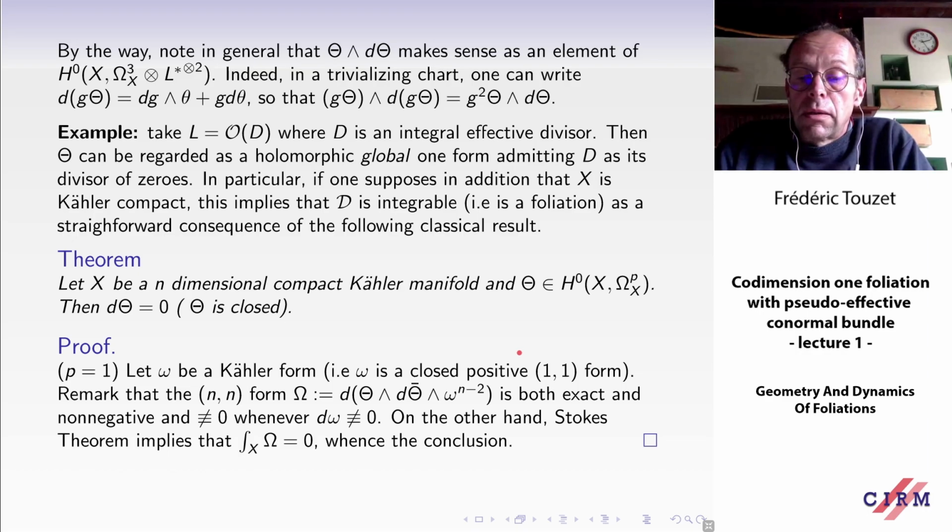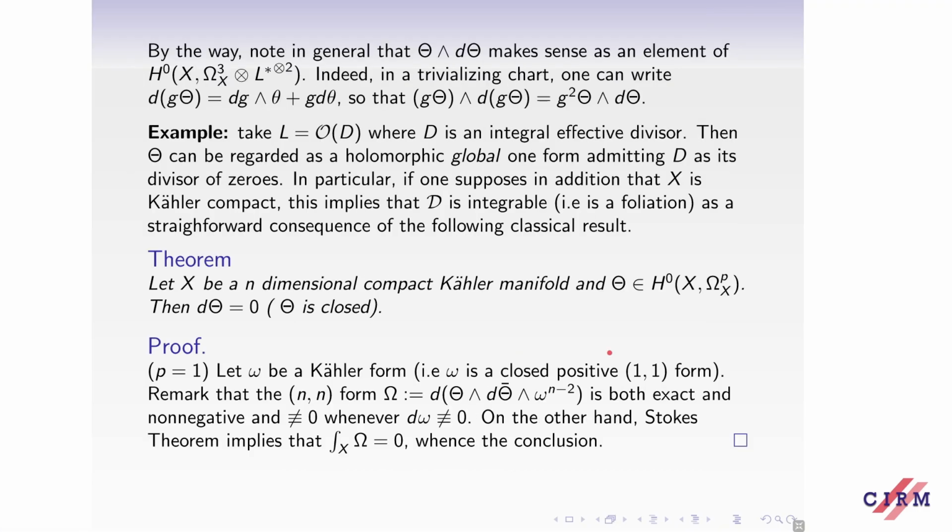And it's sufficient to observe that, of course, this form is exact and also non-negative, because the derivative is precisely d theta wedge d theta bar wedge omega to the power n minus 2. So we integrate a form which is both exact and positive. Of course, it forces d theta to be 0. So d theta bar is equal to 0. Of course, d theta equals 0.